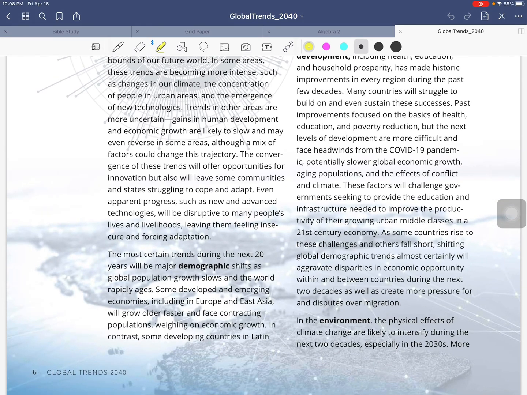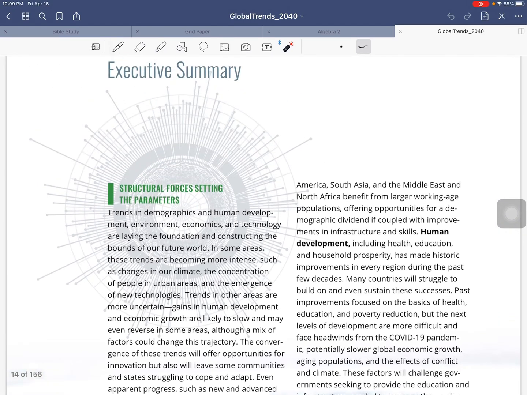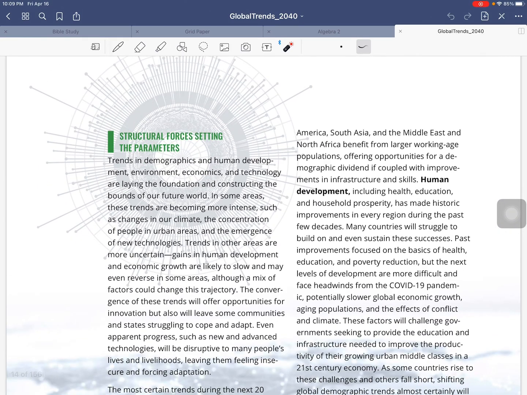The most certain trend during the next 20 years will be a major demographic shift as global population growth slows and the world rapidly ages. Some developed and emerging economies, including Europe and East Asia, will grow older faster and face contracting populations, weighing on economic growth. In contrast, some developing countries in Latin America, South Asia, the Middle East, and North America benefit from larger working age populations, offering opportunities for a demographic dividend if coupled with improvements in infrastructure and skills.